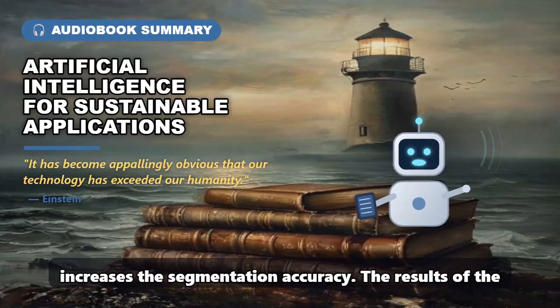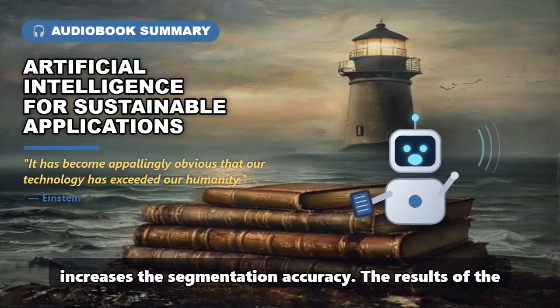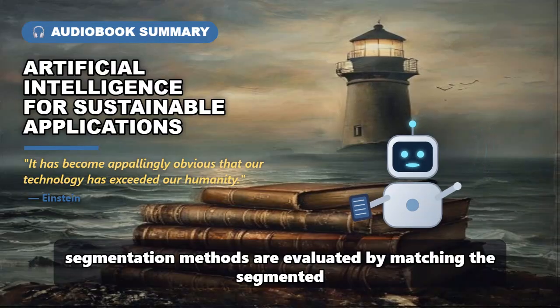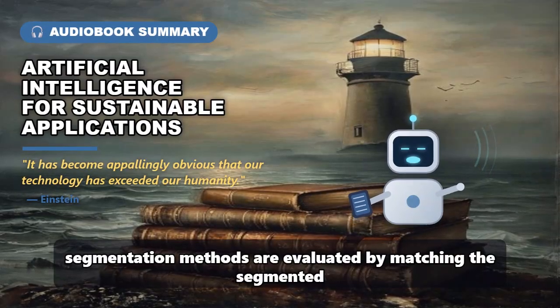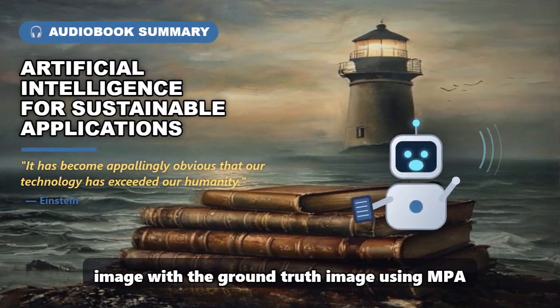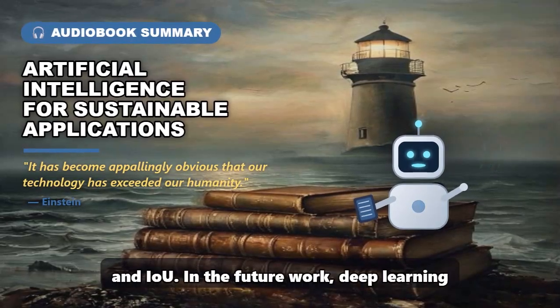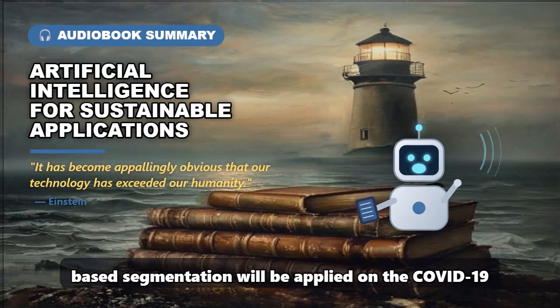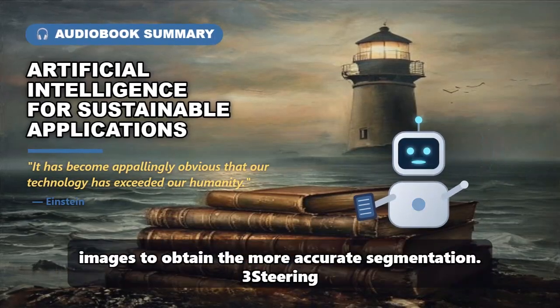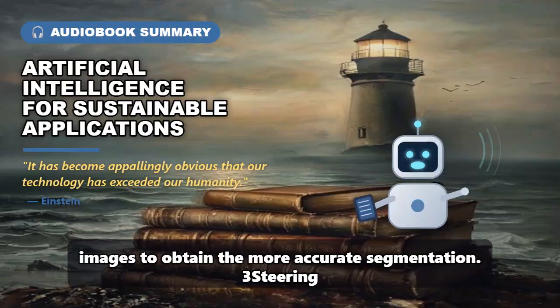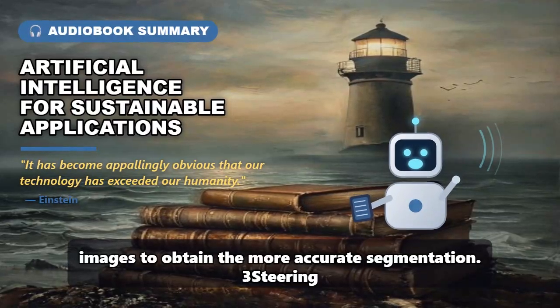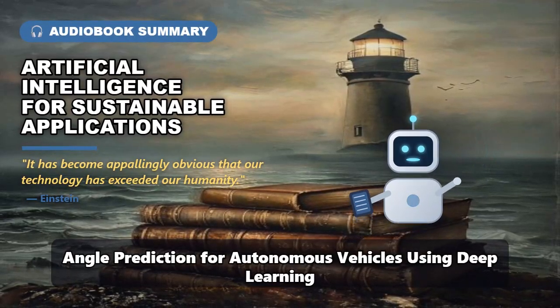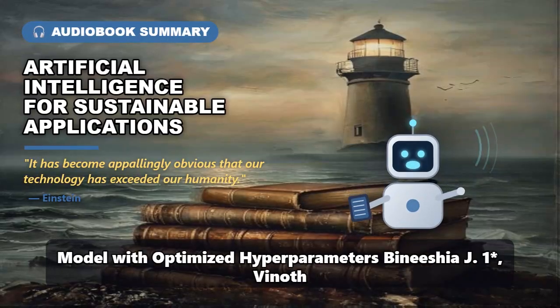The results of the segmentation methods are evaluated by matching the segmented image with the ground truth image using MPA and IOU. In the future work, deep learning-based segmentation will be applied on the COVID-19 images to obtain more accurate segmentation. 3. Steering angle prediction for autonomous vehicles using deep learning model with optimized hyperparameters.